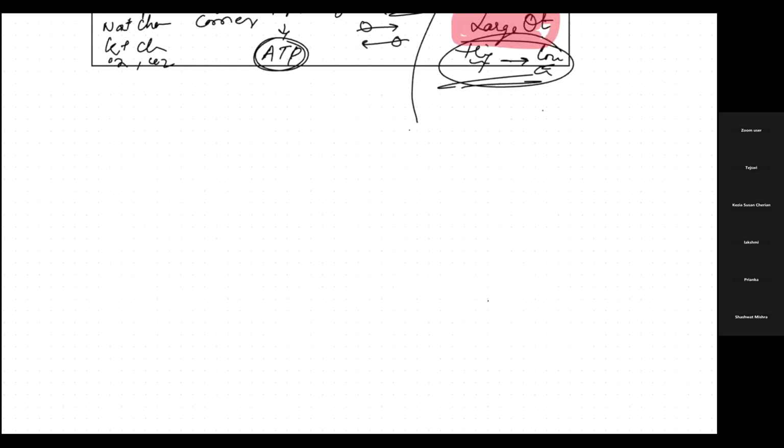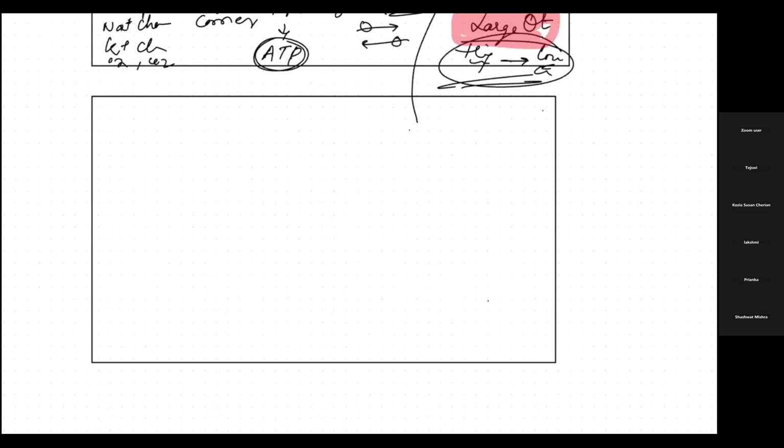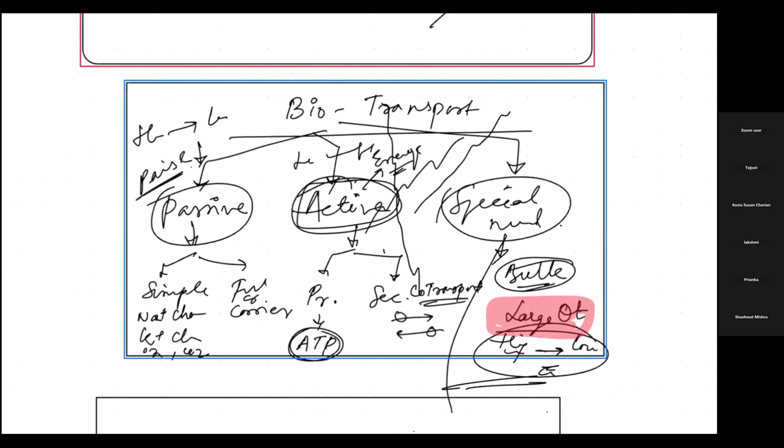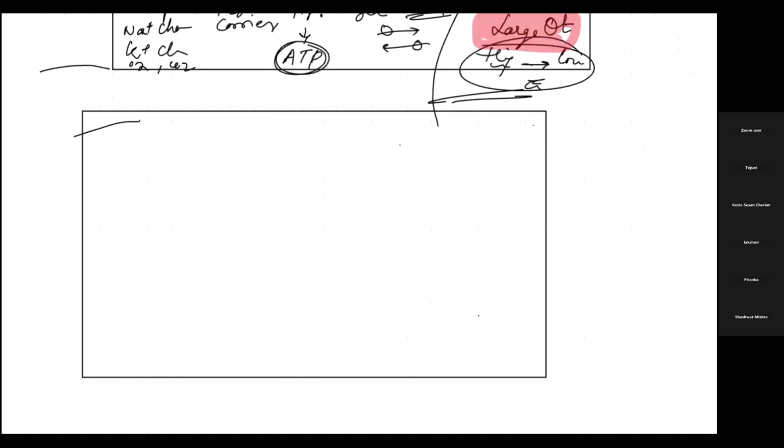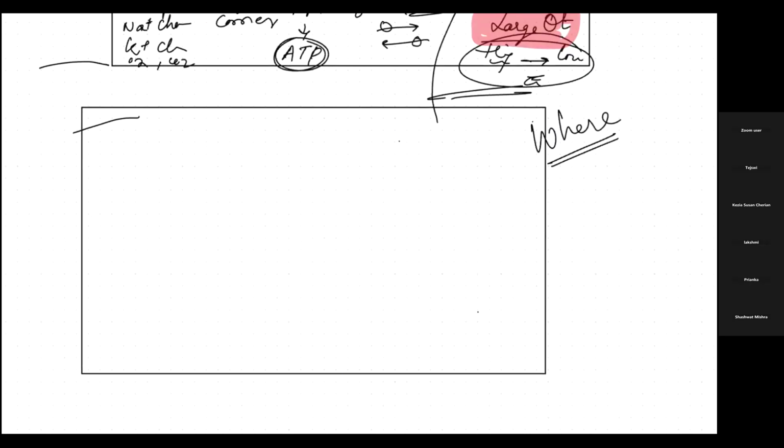Here we were seeing how it is happening, right? In biotransport we were seeing how it is happening. Now we will be seeing where it is happening, where this transport is happening, from where to where. So first of all, the transport can happen through the GIT, that is the gastrointestinal tract.